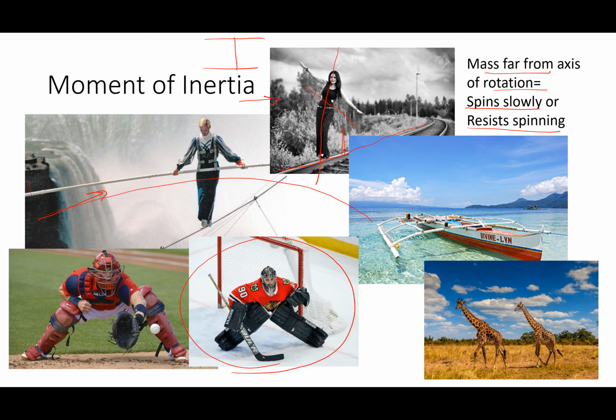Goalies in hockey and catchers in baseball are going to be low and wide. Low is going to give them a low center of gravity. Wide is going to give them a big moment of inertia to make them hard to topple, because you don't want somebody running into home plate or somebody coming into the goal and knocking over your goalie. It's a bad thing. If you have an outrigger on a boat or a catamaran or something like this, you can take a long, skinny boat and make it very, very stable, because these outriggers are going to add that extra moment of inertia.